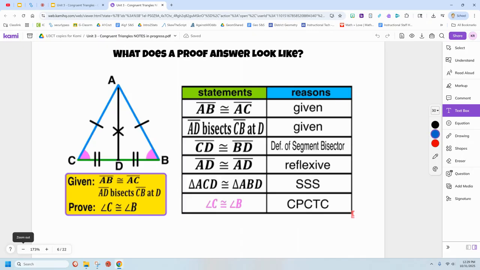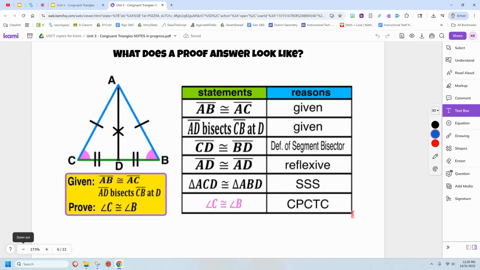Does anybody see anything familiar up here? Anything they've seen before? What do you see? Bisect. Cool. What else do we see? Reflexive. What else do we see? Lots of congruent. What else do we see? Side to side. Now, you guys have not seen this before. We're going to get there. There's lots of things we're going to get to. We are dipping our toe in the water.